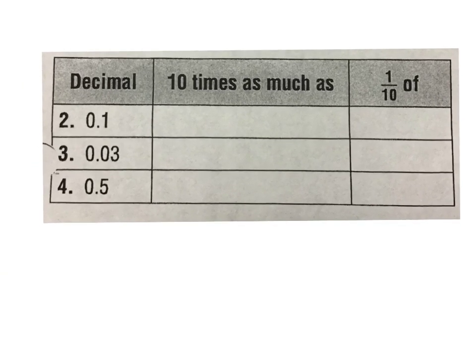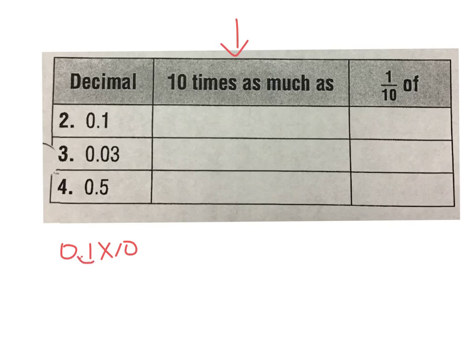All right, so we're going to complete this chart. You guys can do this on your worksheet as I do it. So the decimal is 0.1. For the first chart, they want you to do 10 times as many. So you would say 0.1 times 10. Well, when I multiply times 10, which way does the decimal go? When you're multiplying, which way does it go? It goes to the right. So 0.1 would become 1.